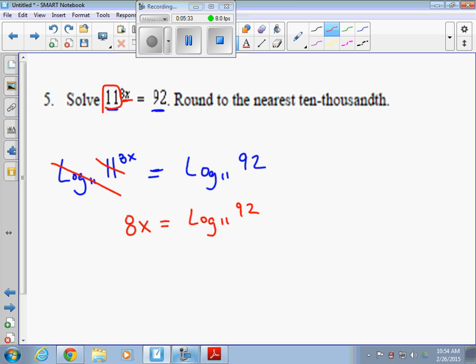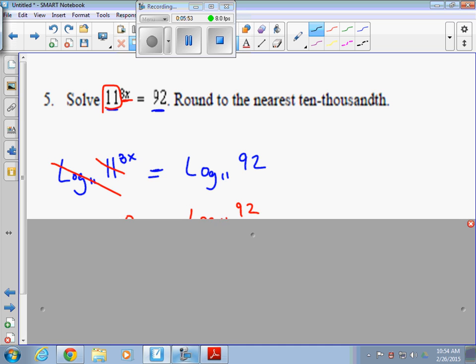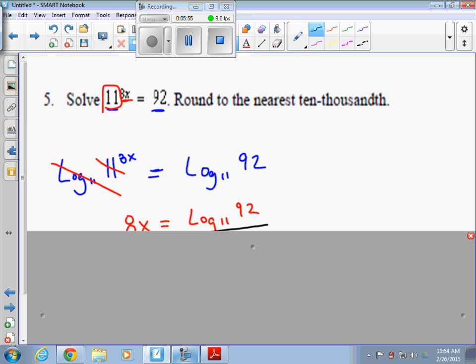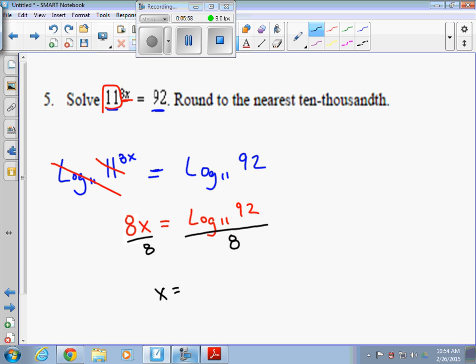So in order to get x by itself, divide by 8. That's just regular algebra 1 right there. So x is equal to, and we're going to have to estimate this, log base 11 of 92 divided by 8. Now, most calculators won't plug it in just like that. You have a change of base that you have to look at, this part right here, log base 11 of 92. The way you do that is you do it as log of 92 divided by log of 11. Remember, the base is the one on the bottom.